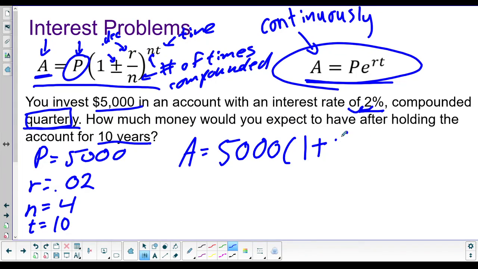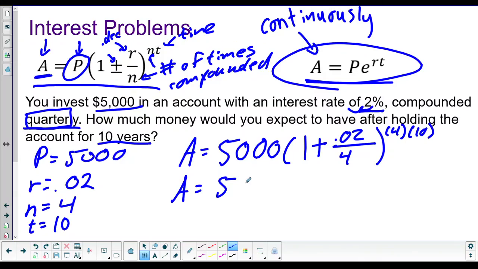Rate is 0.02 over N, which is 4, to the power of N times T. Now this thing, you can just shove the whole thing into your calculator. I typically try and clean it up a little bit first so that I can type it in a little easier. So 1... let's go ahead and do 0.02 divided by 4.